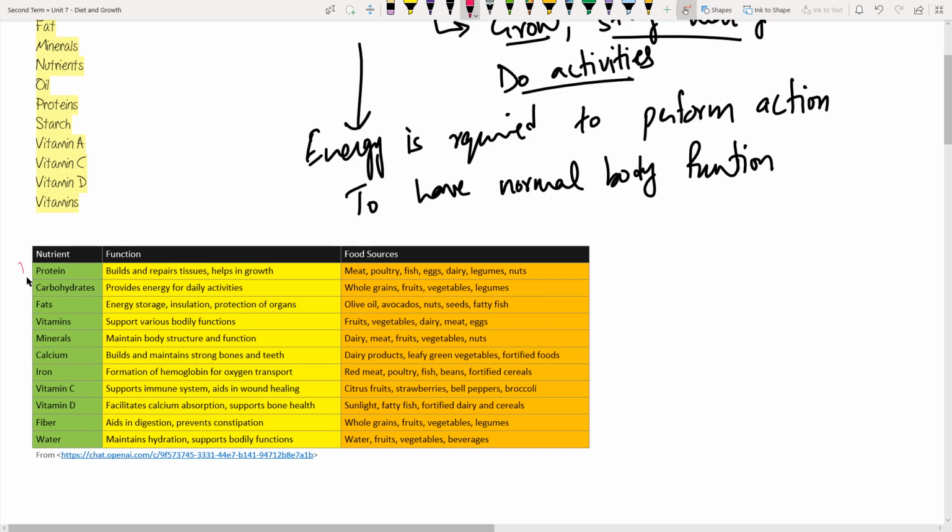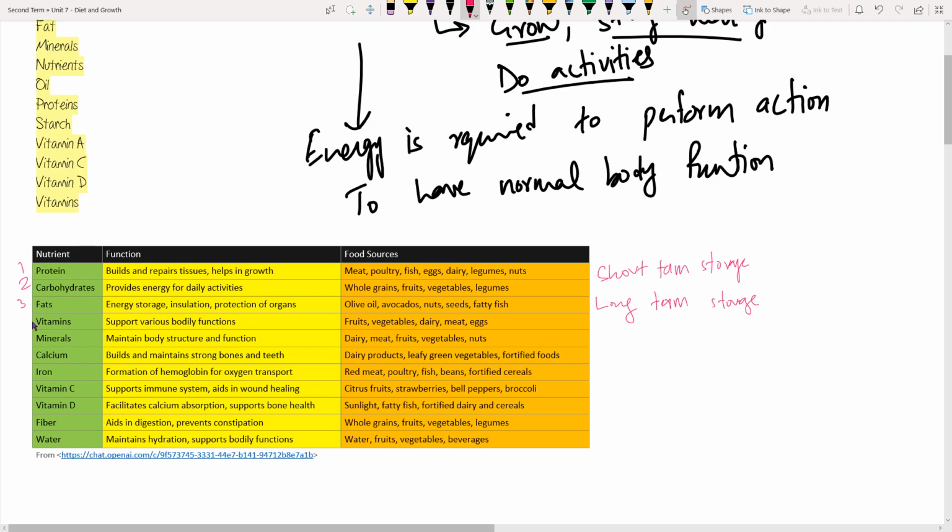Number one is protein. It builds and repairs tissues, helps in growth. Then we have carbohydrates. They provide energy. They do not help us build or repair anything, but they only provide energy. Then number three, we have fats, which are long-term storage of energy. And carbohydrates or proteins are short-term storage of energy. So proteins also provide quite a bit of energy, but carbohydrates are the highest in terms of energy.